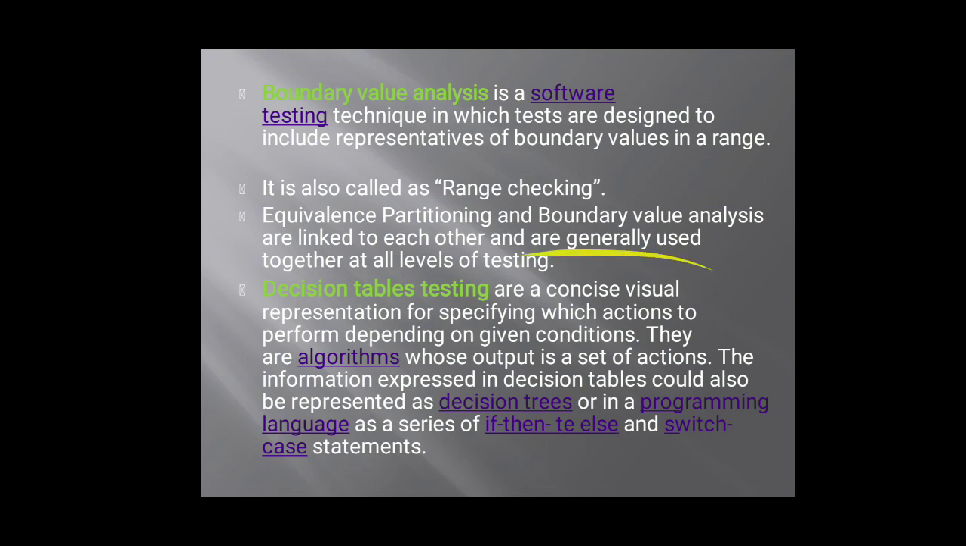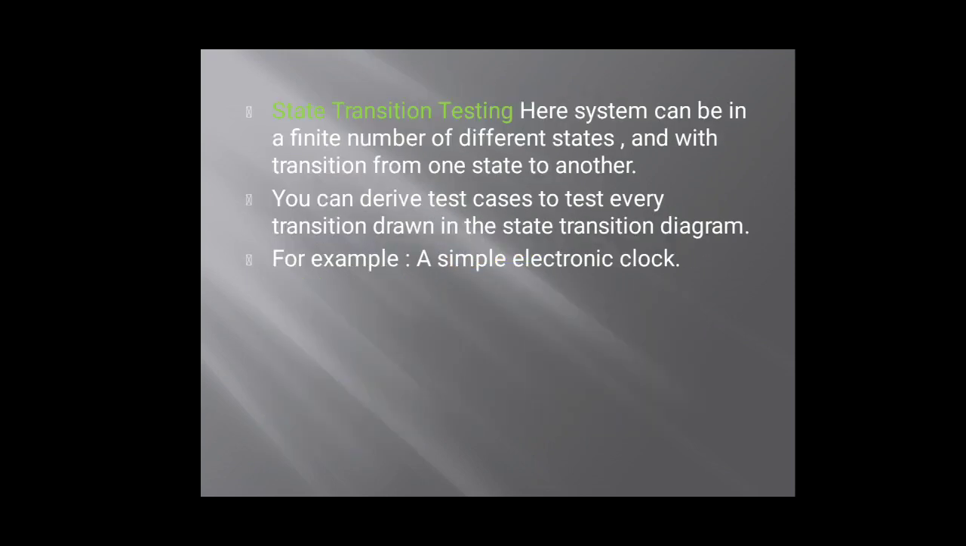Then the next one is state transition testing. In state transition testing, the system can have a finite number of different states. Finite number means a limited number of states, and with those states, with transition from one state to another, it can move from one state to another state, but it will have some set of states only. Such cases are called state transition testing. You can derive test cases to test every transition drawn in the state transition diagram. You can derive each and every state transition case from that diagram.